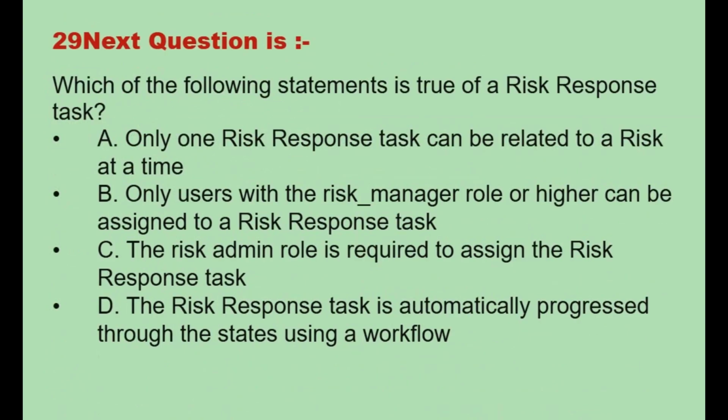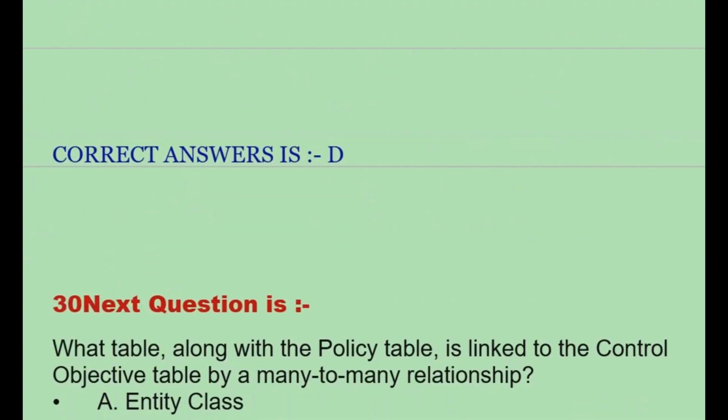Question is, which of the following statements is true for a risk response task? Option A, only one risk response task can be related to a risk at a time. Option B, only users with the risk_manager role or higher can be assigned to a risk response task. Option C, the risk admin role is required to assign the risk response task. Option D, the risk response task is automatically progressed through the states using a workflow. Correct answer is option D.